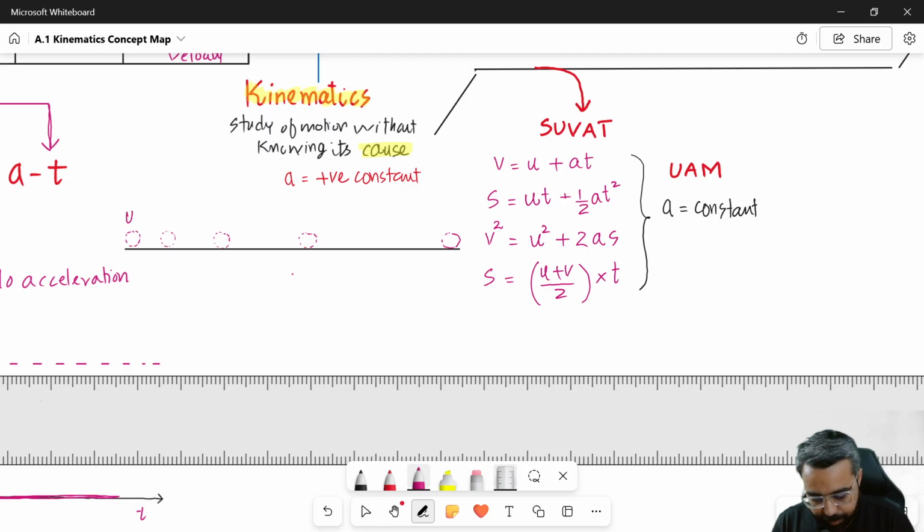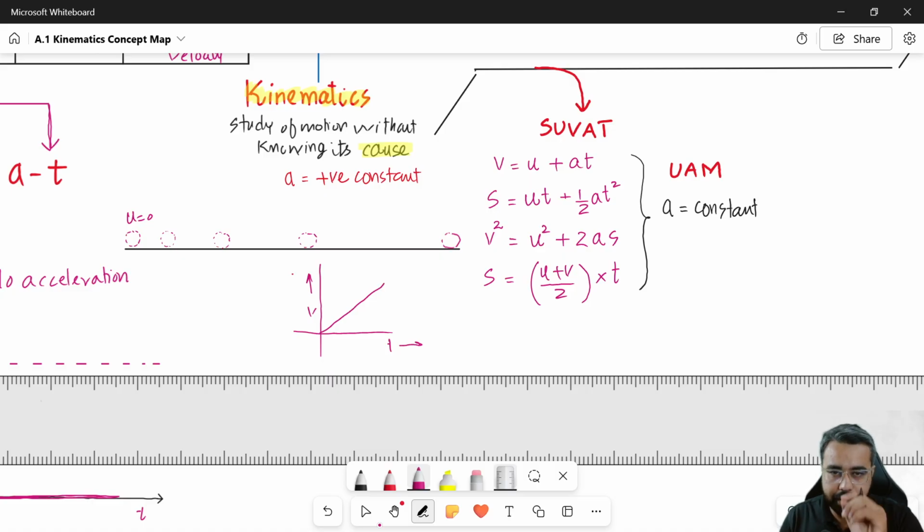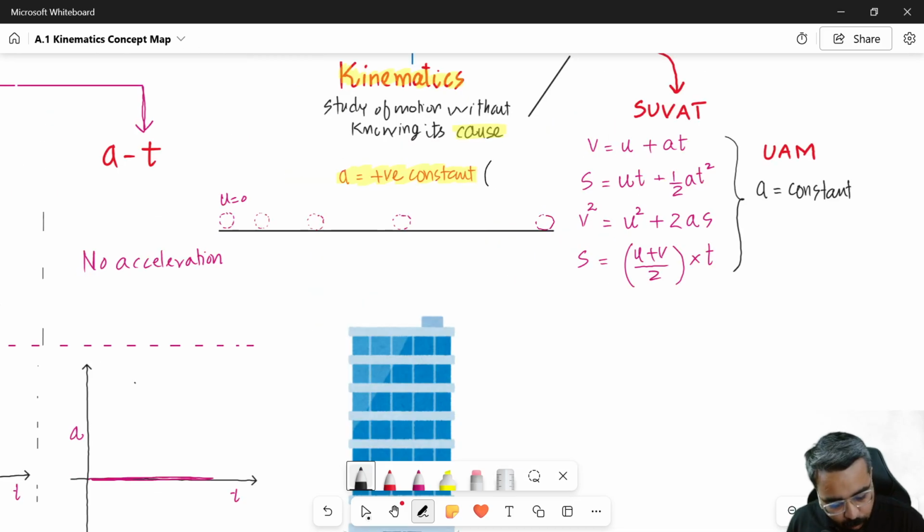Now, you also know that when we drew its velocity-time graph, it was a proportional line. So its velocity will increase uniformly, but not its displacement. It will increase proportional to the time squared. So students, this is one-dimensional motion, remember, because the object is moving horizontally along the x-axis.